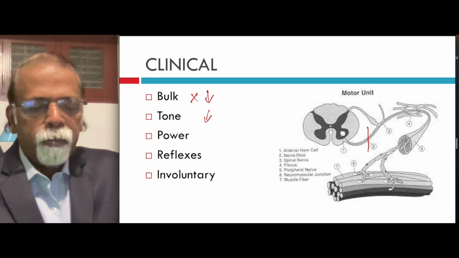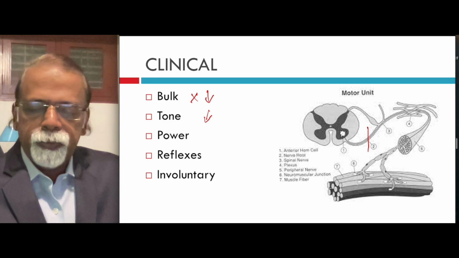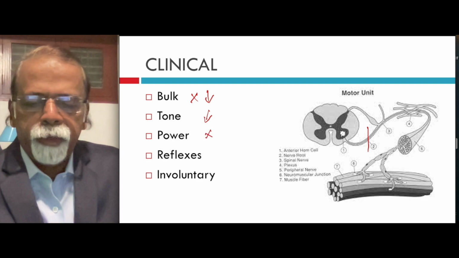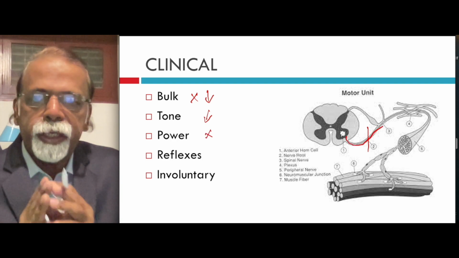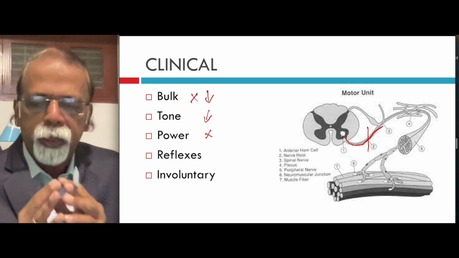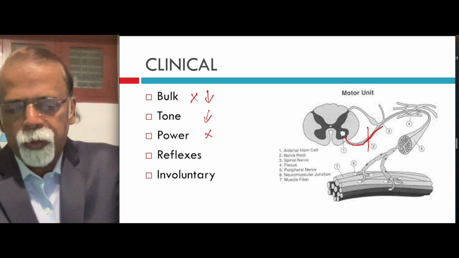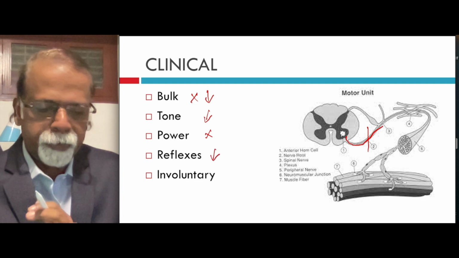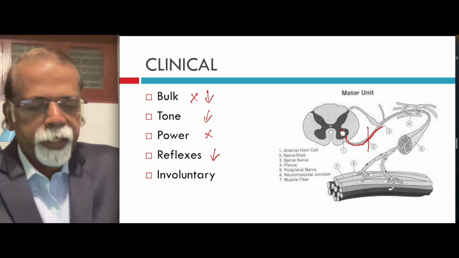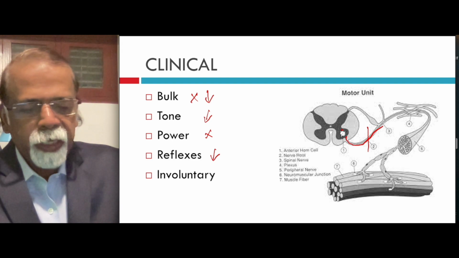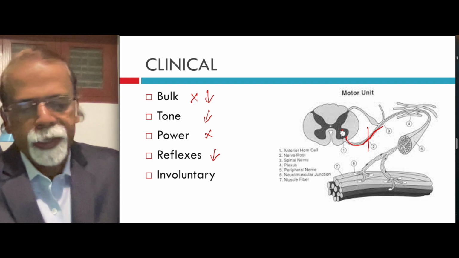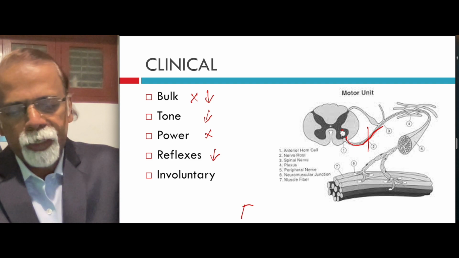The lower motor neuron impulses produce muscle contraction. So if it is affected, the power is lost. Then we have already mentioned, whenever there is a lower motor neuron lesion, we can get a loss of reflexes, or you can get a hyporeflexia. When the anterior horn or the nerve is affected anywhere, the muscle fibers supplied by the nerve can go into spontaneous contraction. That is called fasciculation.